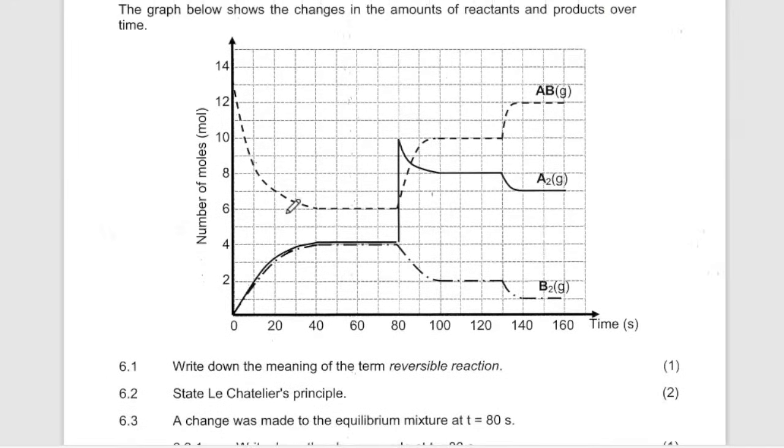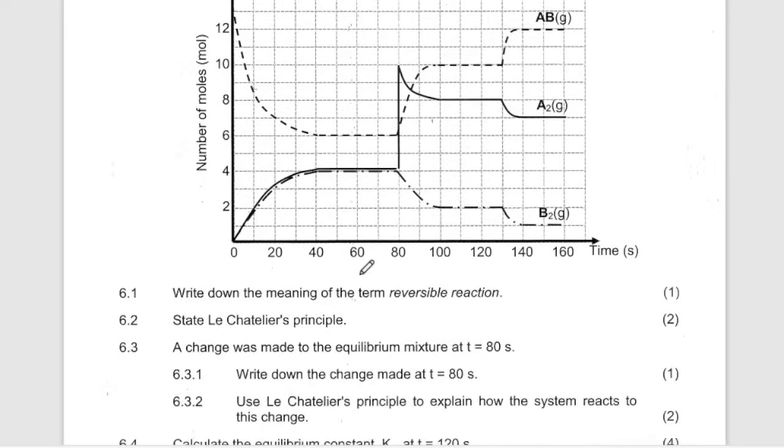Okay, cool. Then they're saying, write down the meaning of reversible reaction. What does it mean? Reversible reaction means reactants can be converted to product, and product can be converted to reactants. That's when the reactants and products can be converted. Yes. So state Le Chatelier's principle. This one is also.